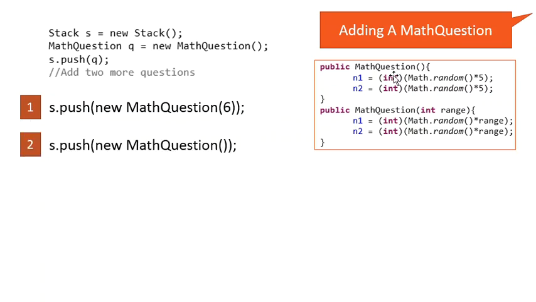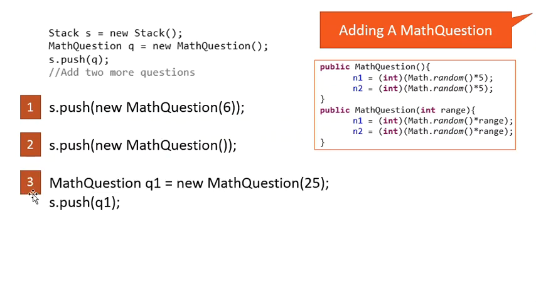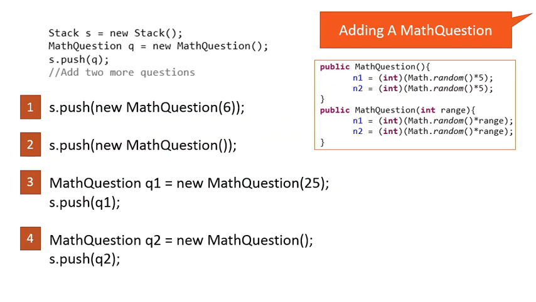Another way we could do it is we could call our default constructor, and so that's going to give us a range of 5. And so this question had a range of 6, but this one's just going to have a range of 5. Another way we can do it is we can first build a math question. This one has, I'm calling this one here, so I'm saying its range is going to be up to 25, and then I take that math question and I add it to the stack. Another way I can do it is I can call my default constructor, so that's going to get me a question whose range is up to 5, and then I can push that one on the stack. And here are the 4 ways that you could push something onto your stack.